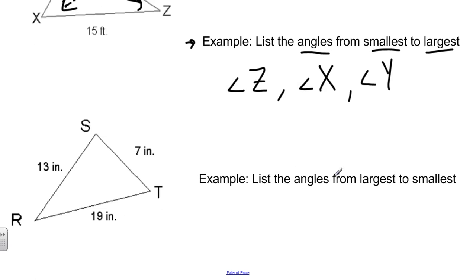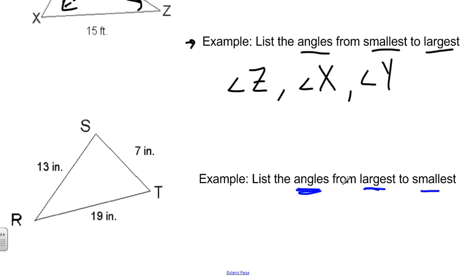All right, another example. It says list the angles from largest to smallest. So when you come across a problem like this, you got to be careful. You got to read the directions. So we're looking for 3 things. Angles. So what type of figure am I naming? And then what direction am I going? Largest to smallest, smallest to largest, or it might say increasing, decreasing, that sort of thing.